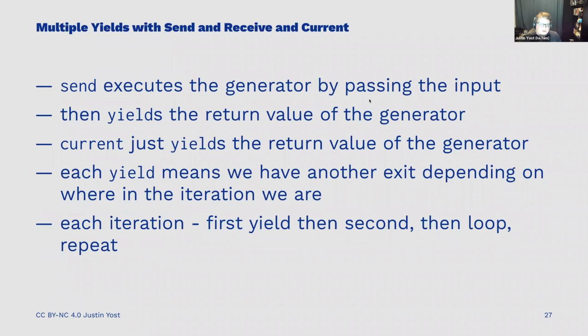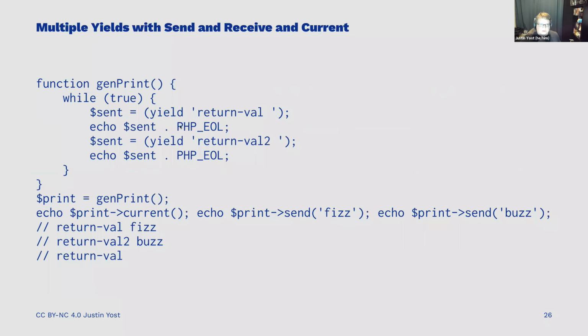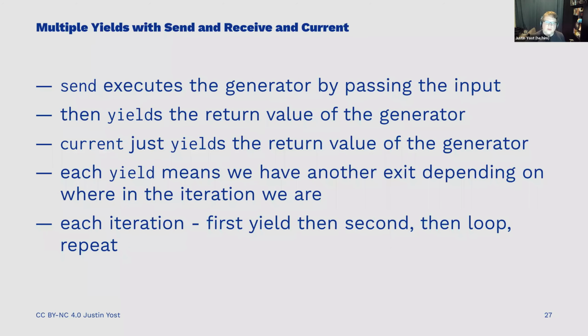So send executes the generator by passing in the input. Yield yields the return value of the generator. Current just yields the return value of the generator. And each yield means we have another exit depending on where in the iteration we are, right? So we can have these multiple yields and return or come out of this gen print function, right? Our generator, we can come out of that generator at multiple points.